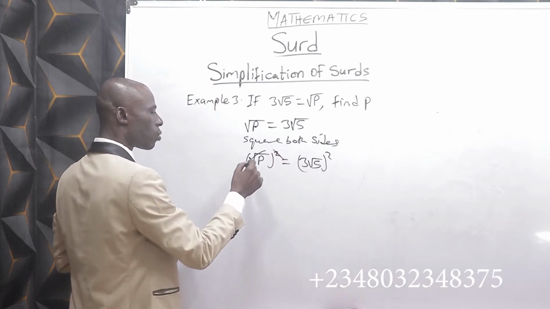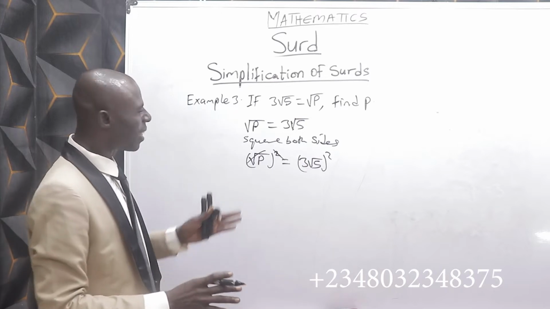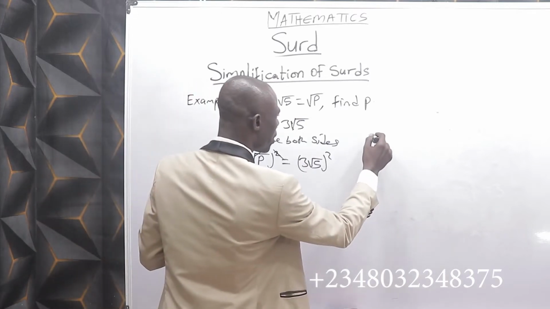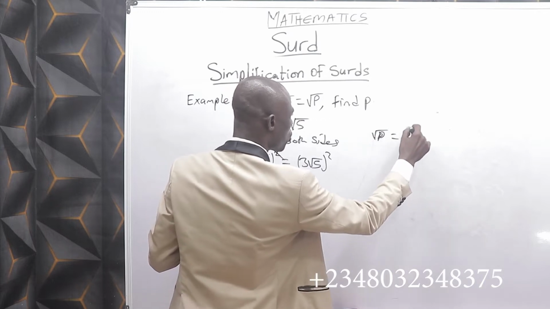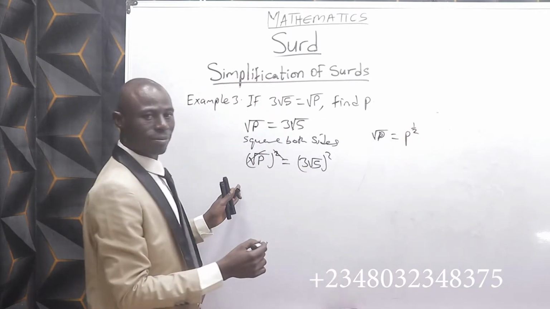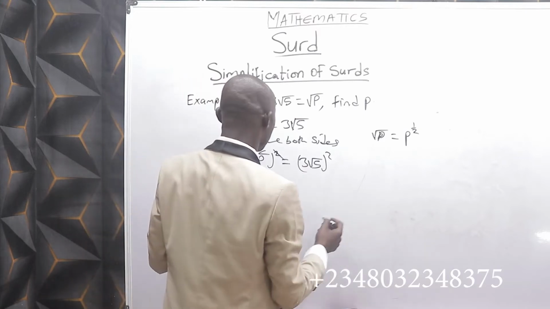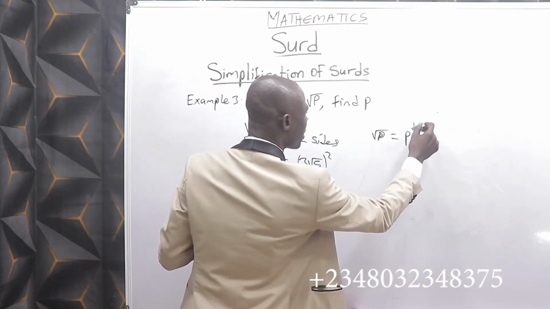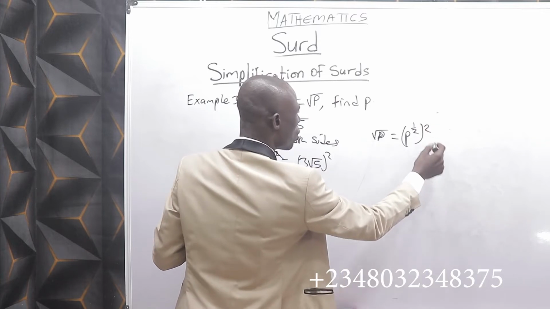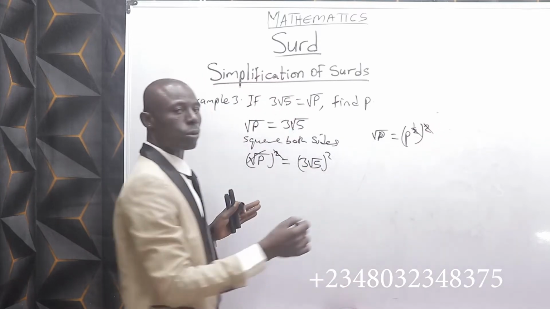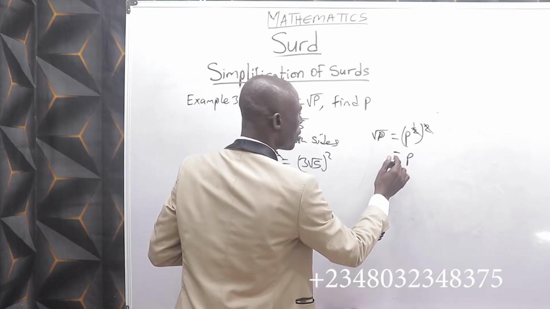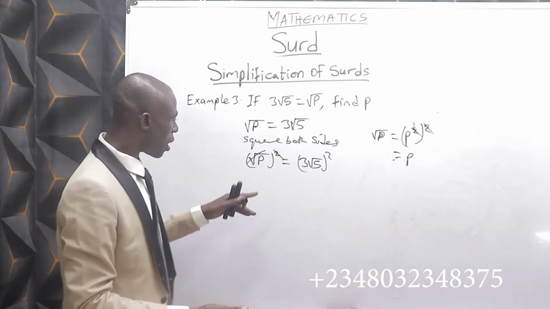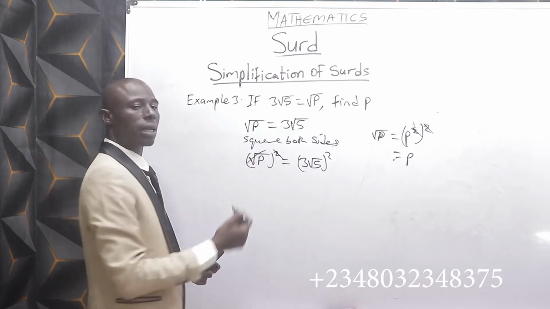This cancels this in mathematics. The reason behind it is that square root of p means p raised to power half. And p raised to power half, that is raised to power 2, these two will cancel these two to give us ordinary p raised to power 1, which is p. So that's why we believe this cancels this.